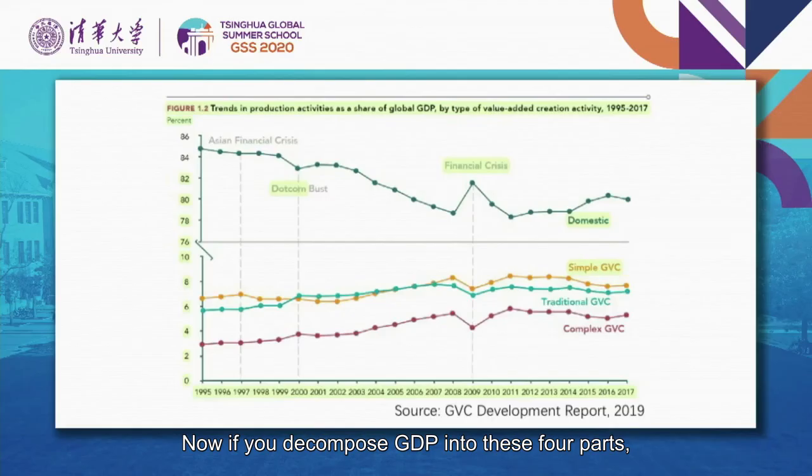Now, if you decompose GDP into these four parts, look at these trends. Pure domestic consumption as a share of GDP went down quite a bit until 2008. Then it stabilized, with some fluctuation, then it went up and stabilized again. Then simple traditional trade, the blue one, went up. The simple global value chain went up. The complex global value chain went up, then stabilized. So that's the picture of trade. Global value chain is becoming a very important part of trade. With global value chain, trade statistics become very complicated.